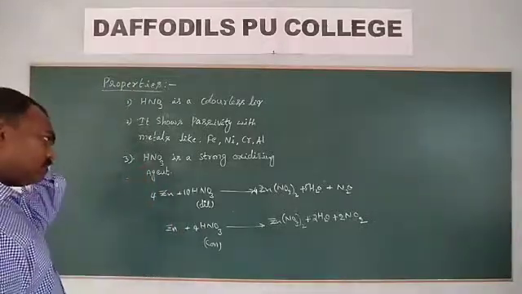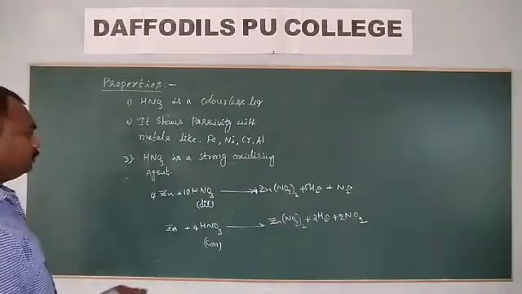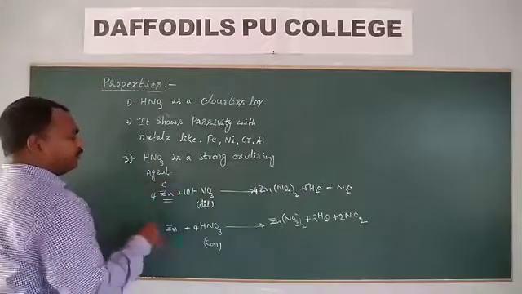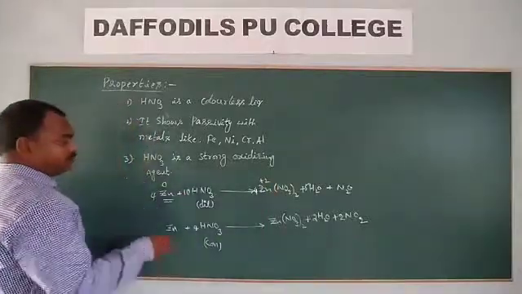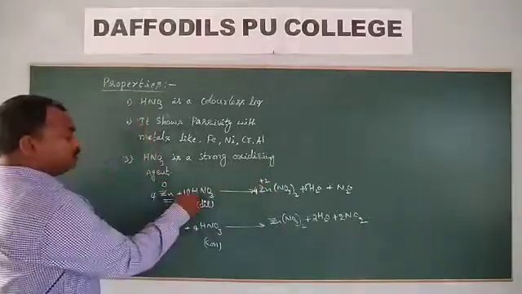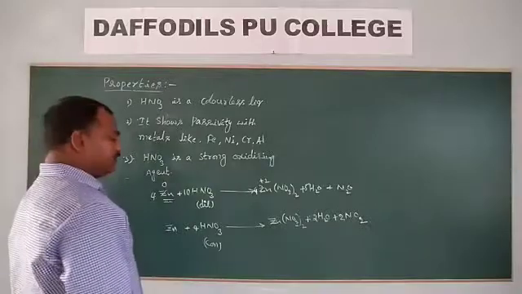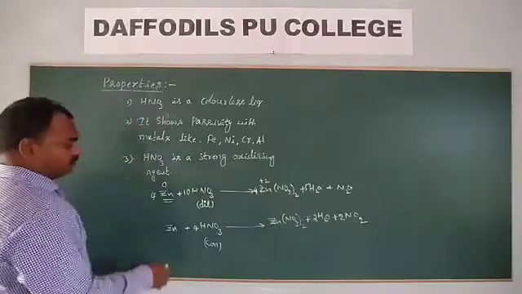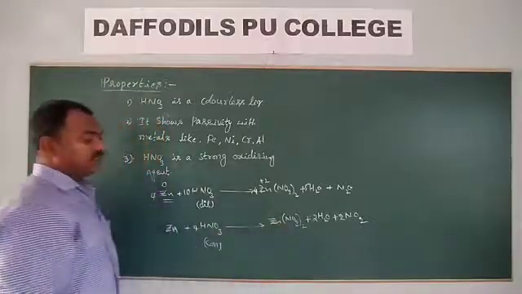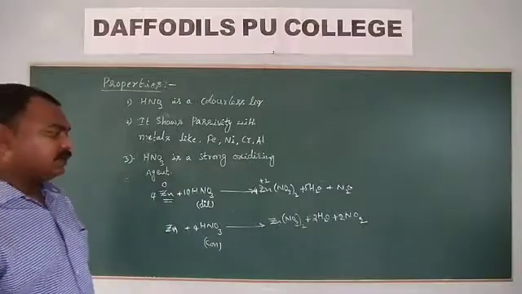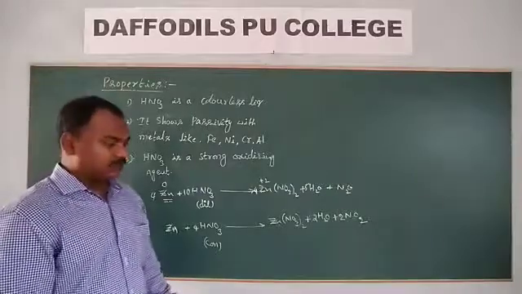HNO3 behaves as a strong oxidizing agent. Some examples of this: look at the zinc. Here the oxidation state of zinc is 0, and here the oxidation state is +2. So zinc undergoes oxidation, and that oxidation is carried out in the presence of nitric acid. So nitric acid is a strong oxidizing agent. Here also the oxidation state of zinc is 0 and here it is +2, so here also you can see the oxidation of zinc. So HNO3 is a strong oxidizing agent.